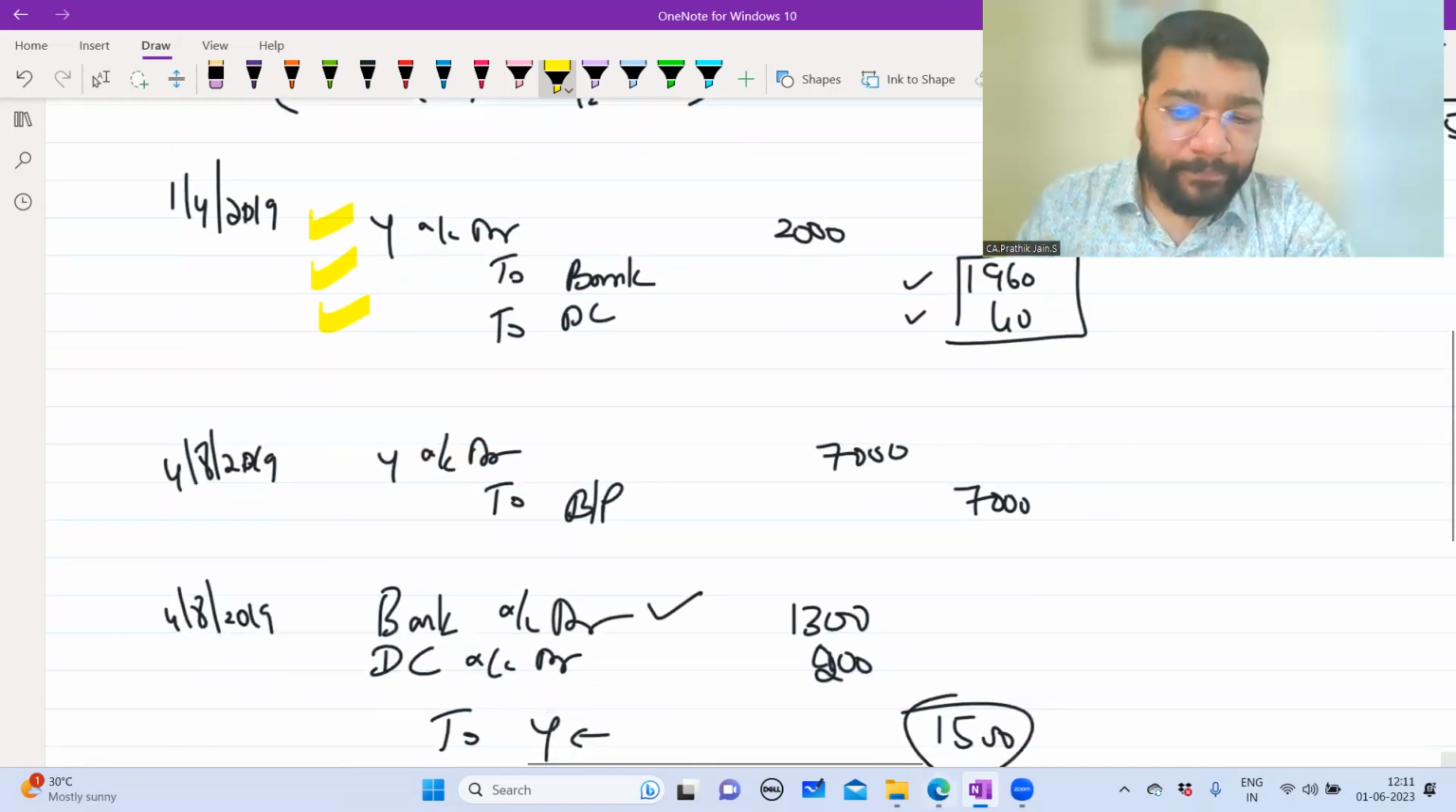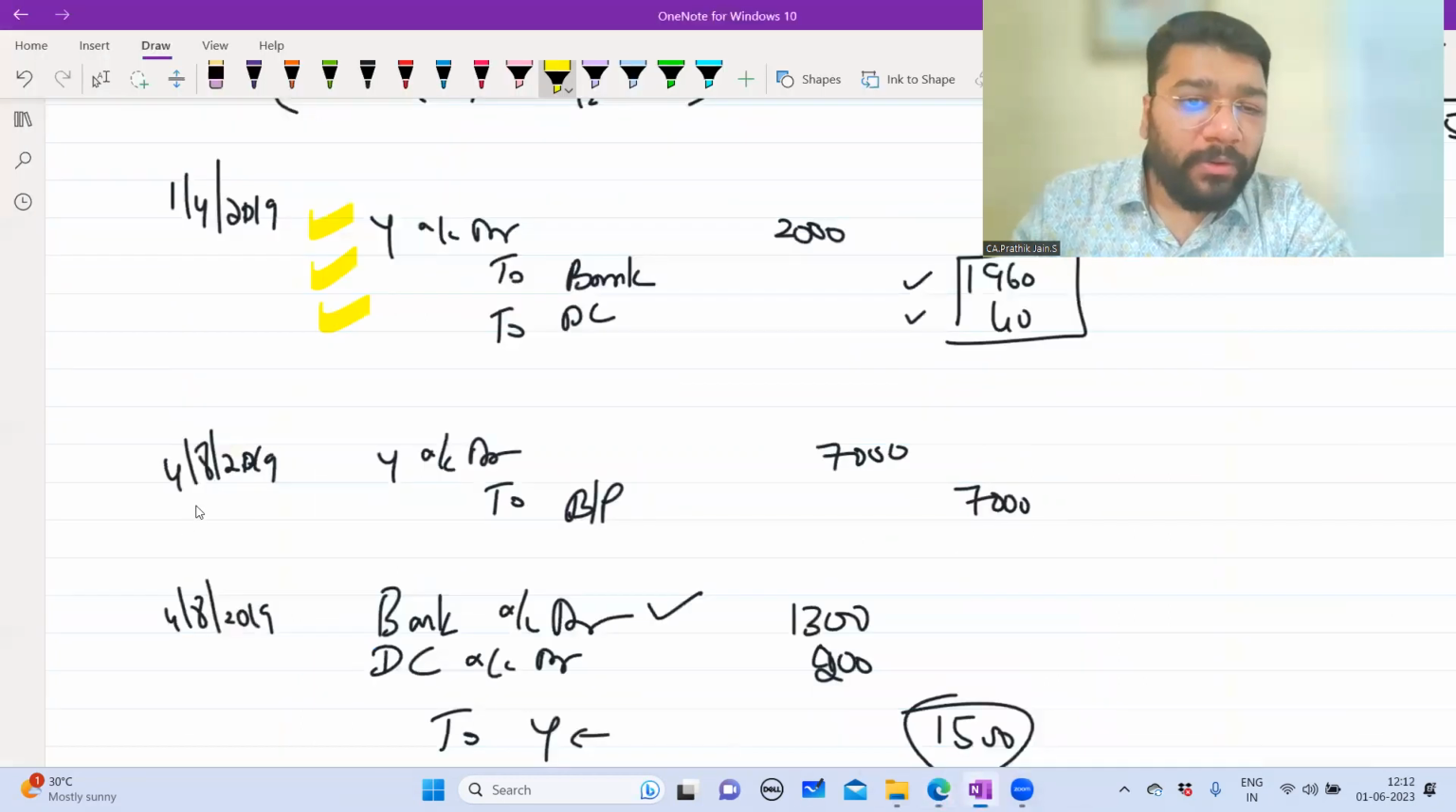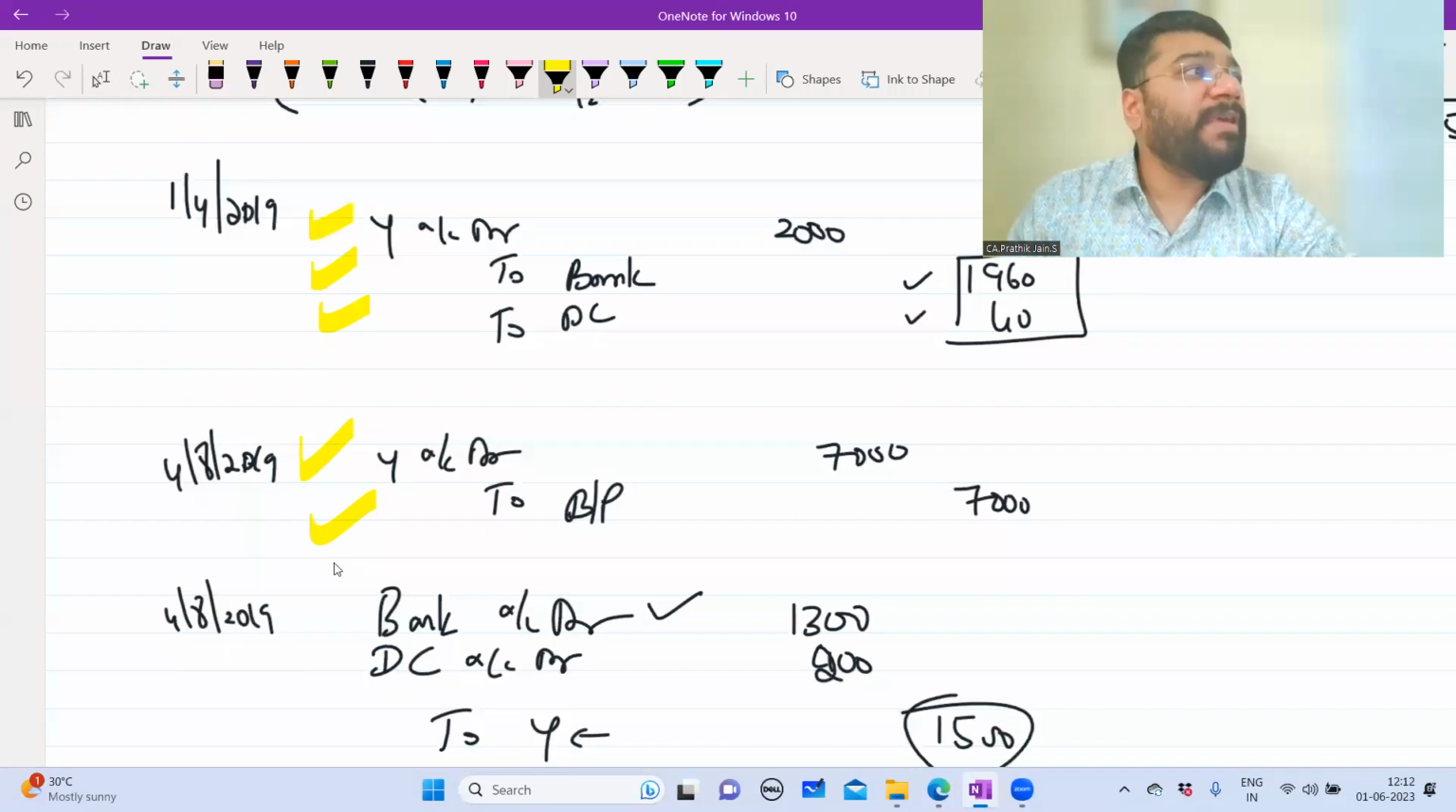Then what happened, people? Y account to bills payable. We are accepting a new bill, no? B means X. X is accepting a new bill. Then what happened?